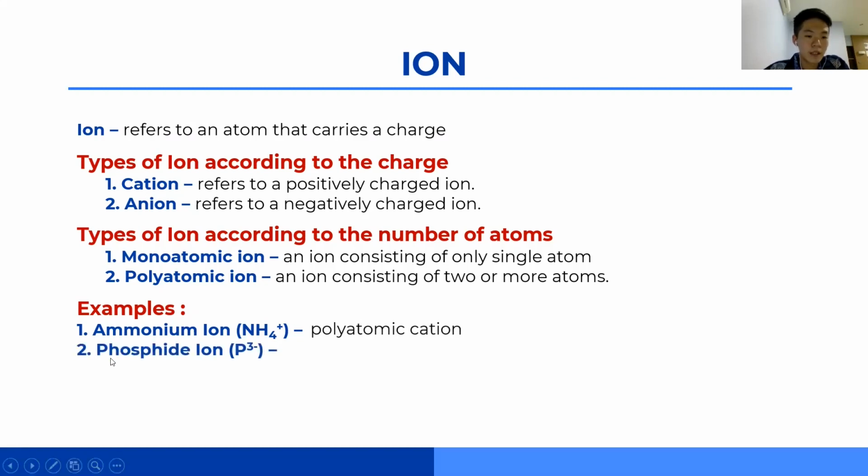For the second example, phosphide ion, P3-. So this ion is negatively charged. So this is an anion. And there's only a single atom, which is phosphorus. So this is a monatomic ion. So combining monatomic ion and anion, phosphide ion is a monatomic anion.